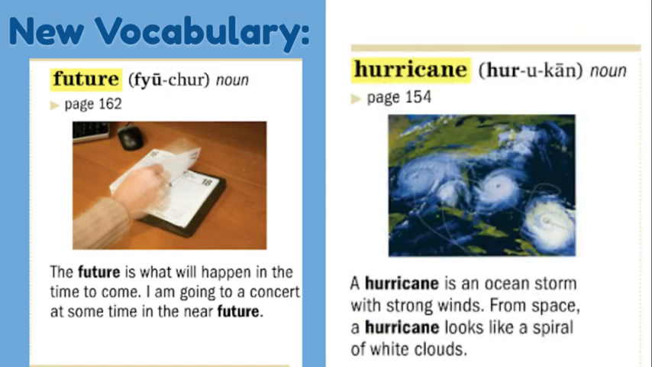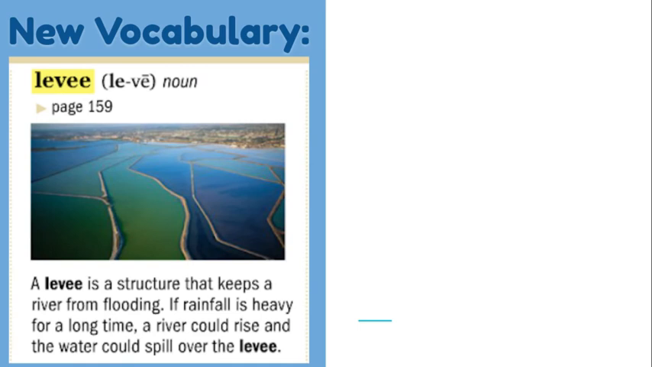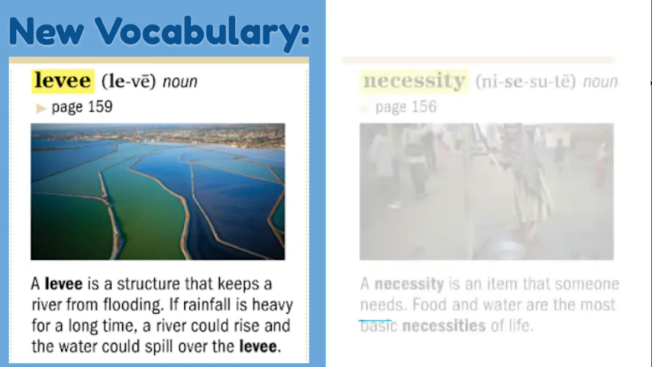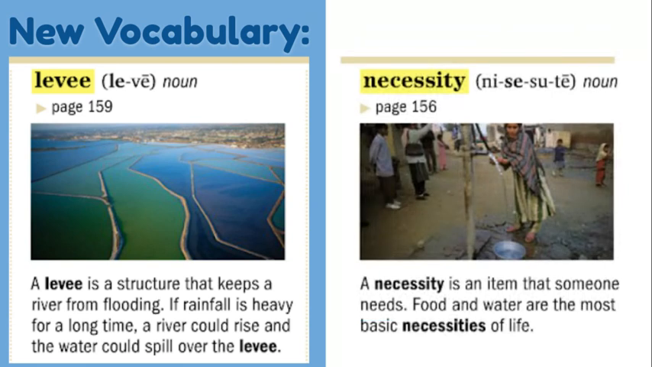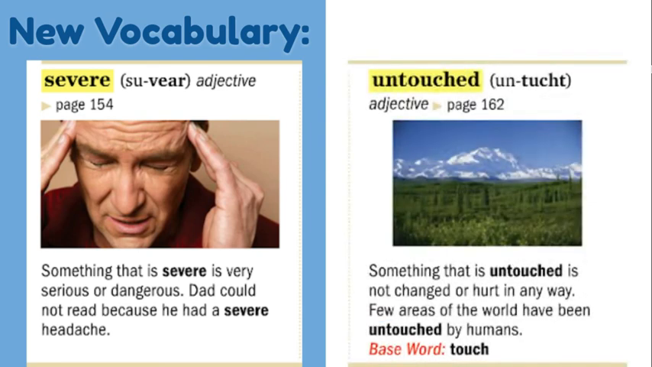Hurricane. A hurricane is an ocean storm with strong winds. Levee. A levee is a structure that keeps a river from flooding. Necessity. A necessity is an item that someone needs. Severe. Something that is severe is very dangerous or serious. Untouched. Something that is untouched is not changed or hurt in any way.